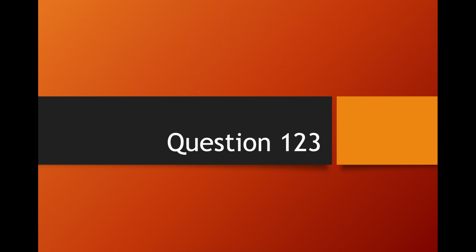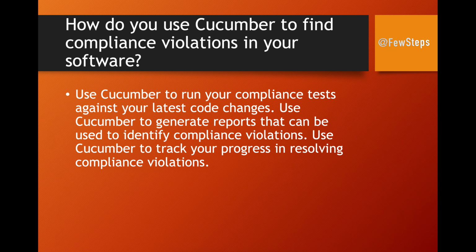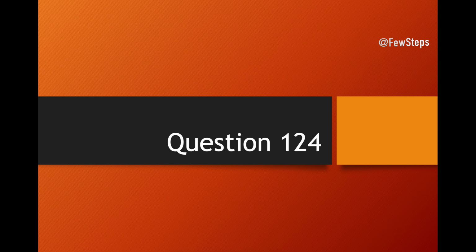Question 123. How do you use Cucumber to find compliance violations in your software? Use Cucumber to run your compliance tests against your latest code changes. Use Cucumber to generate reports that can be used to identify compliance violations. Use Cucumber to track your progress in resolving compliance violations.